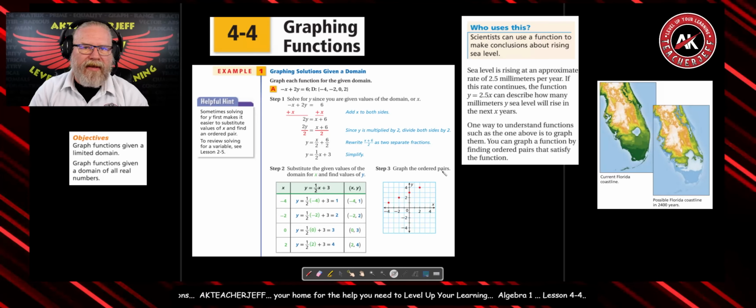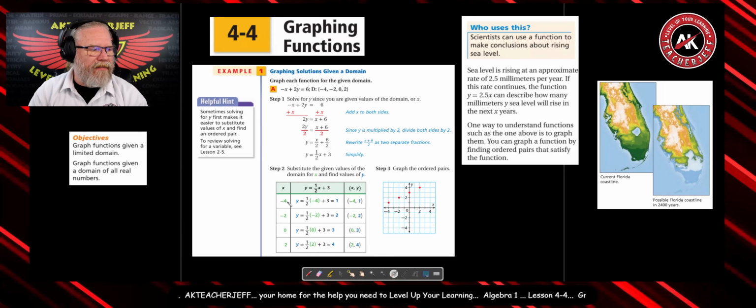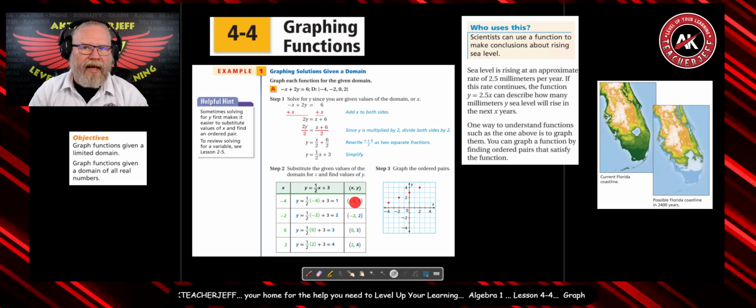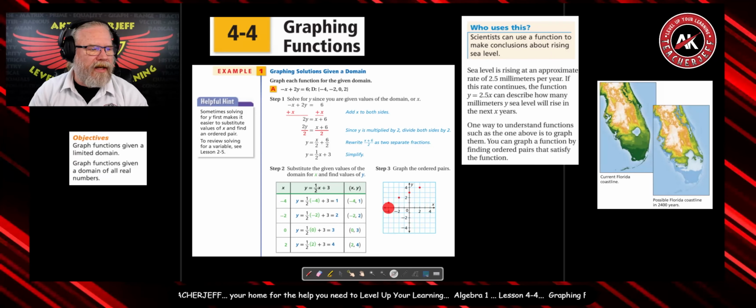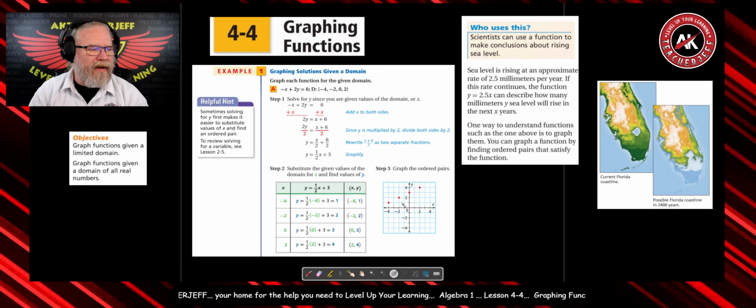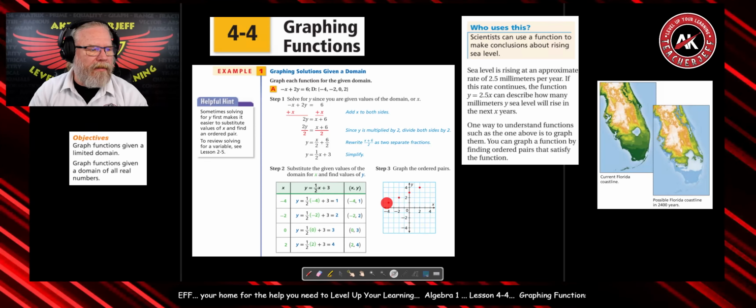Step 3 says to graph the ordered pairs. So let's go ahead and graph these. First, our ordered pair negative 4, 1. So x is negative 4. Y has a value of 1. So this is where we would plot that point.